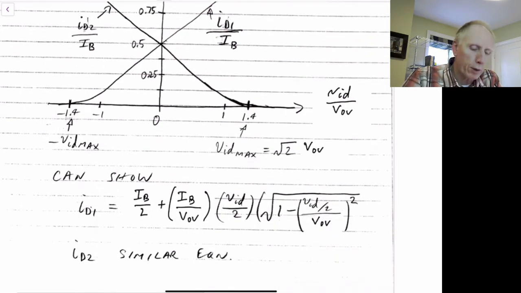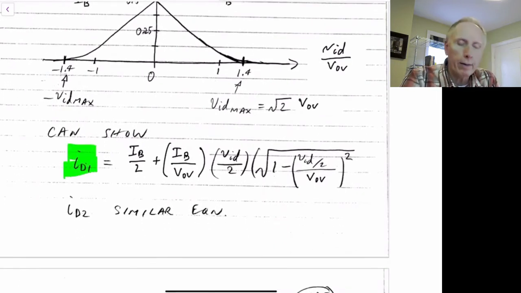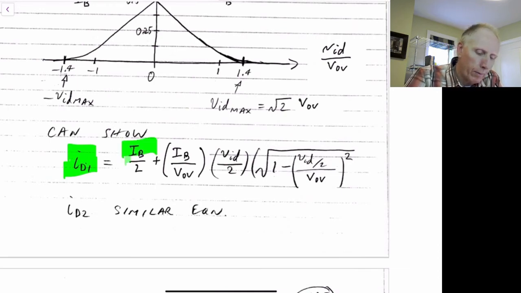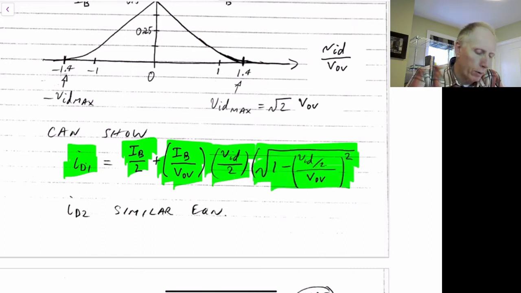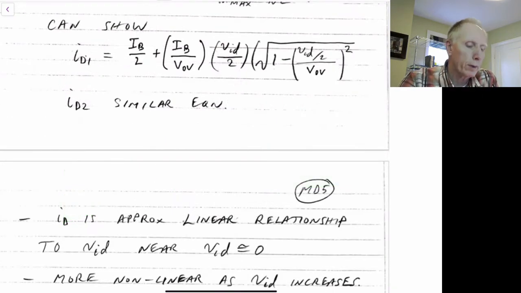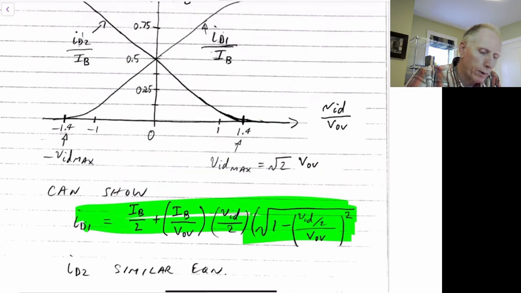Now you can show, and we're just going to state this without trying to prove it, that the drain current on M1 is given by this equation here: IB divided by 2, plus IB divided by V overdrive times VID over 2, and times this part of the equation here. And a similar equation holds for ID2. So this is just going to be stated and not derived. So this equation that we have here describes these two curves that we have here.